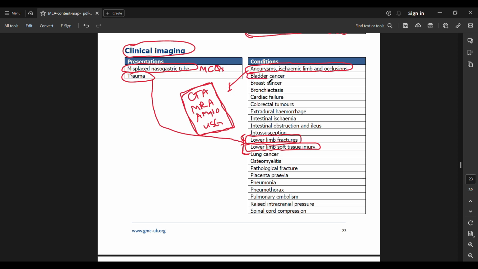Next, you have bladder cancer. So make sure you know what kind of CT scans are performed, and then PMRV may be done in a bladder cancer scenario. So just make sure you know the investigations.